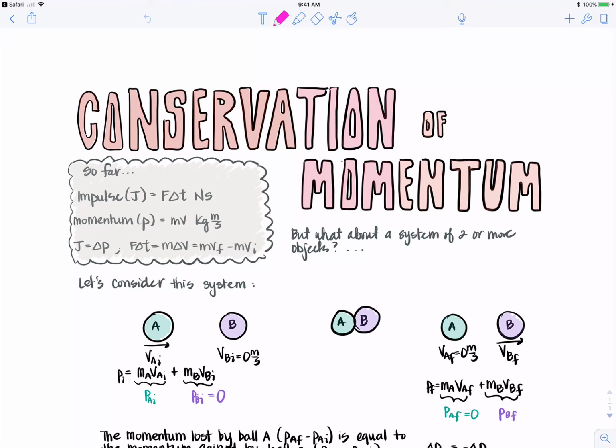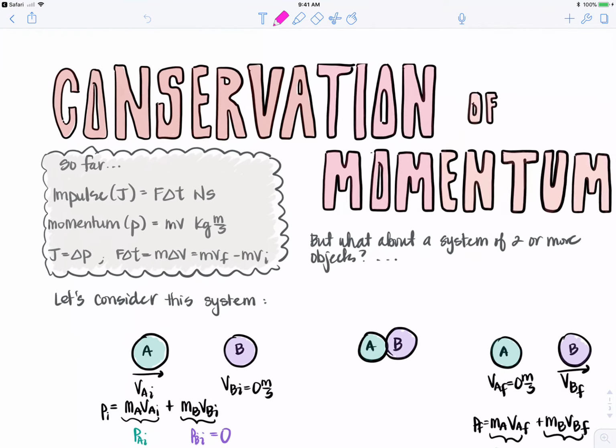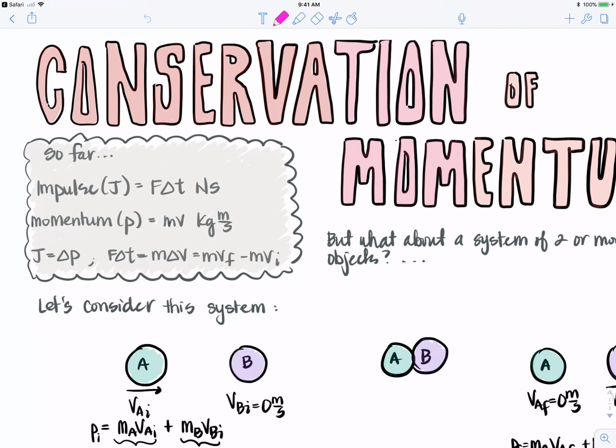Guys, so let's review conservation of momentum. So far we've seen a quantity called impulse, which is represented by the letter J, and that is calculated by the applied force times the change in time, and the units for impulse are Newton seconds. We've also seen a quantity called momentum, represented by the letter P, calculated by mass times velocity, and having the units of a kilogram meter per second.